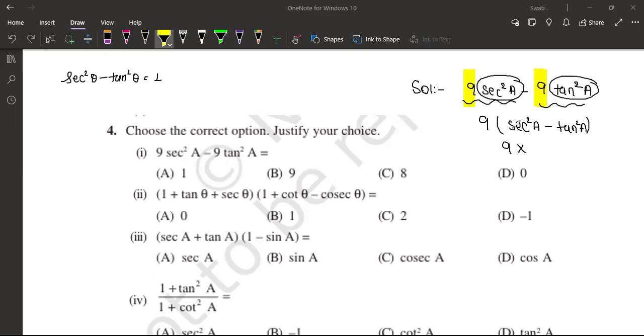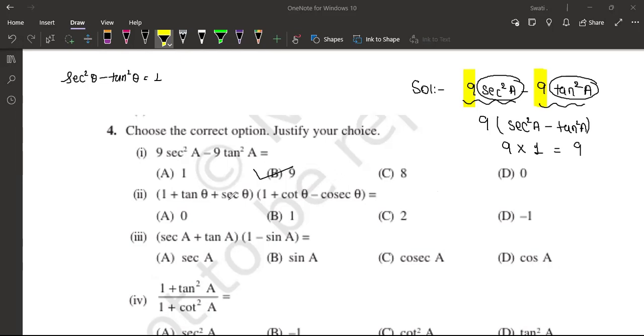Here in the place of theta, we have A, right? So what is sec square A minus tan square A? That is also going to be 1. So what is 9 times 1? 9. And that is our answer. Option number B. Got it? Clear? Okay. Next question.